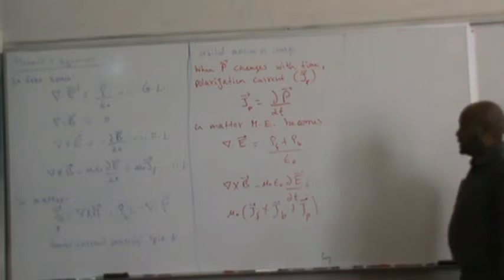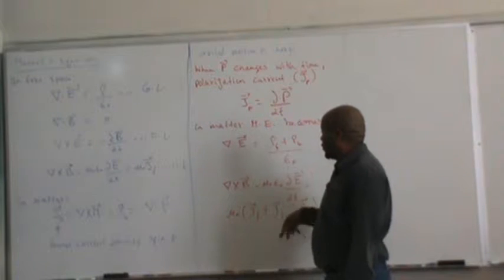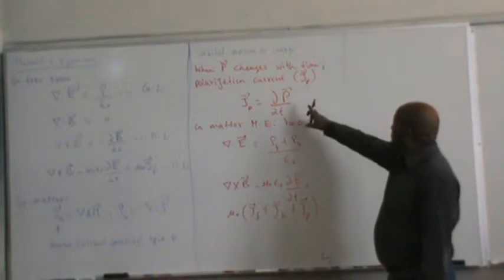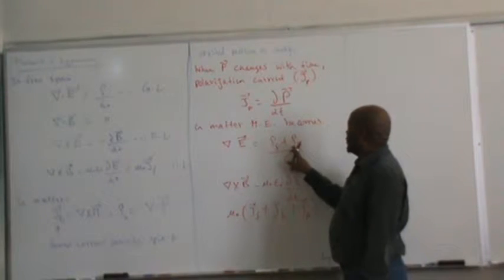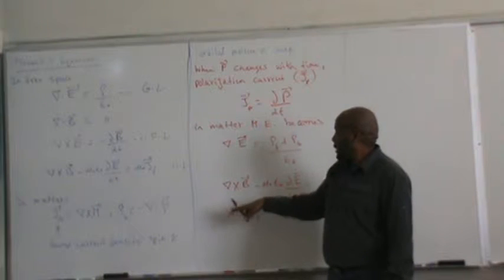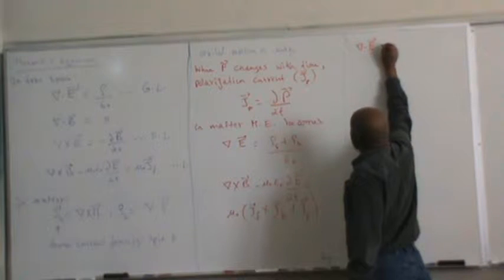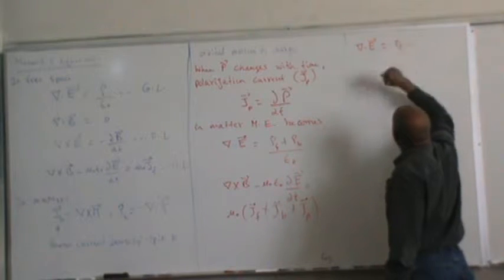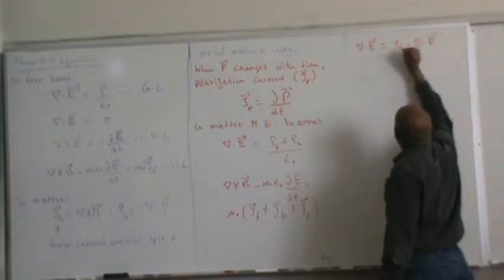Now, if we replace the relationship of these free currents, the bound current and the polarization current in terms of the magnetization and the polarization here, we would have, well, first for this one, when you replace the bound charge density, which is related by that, we would have the divergence of E equals rho free plus rho bound, which now becomes minus the divergence of the polarization P, over epsilon.